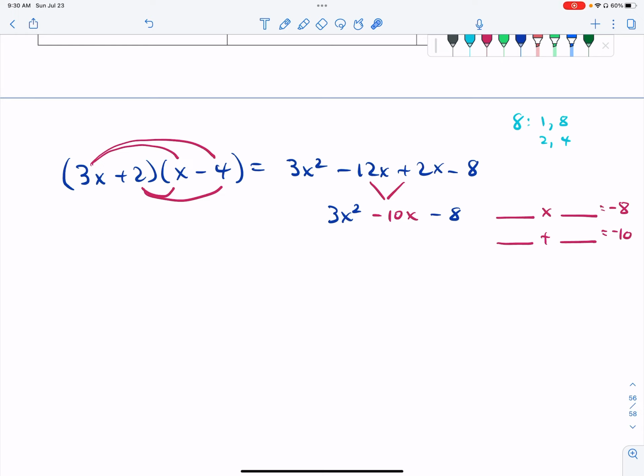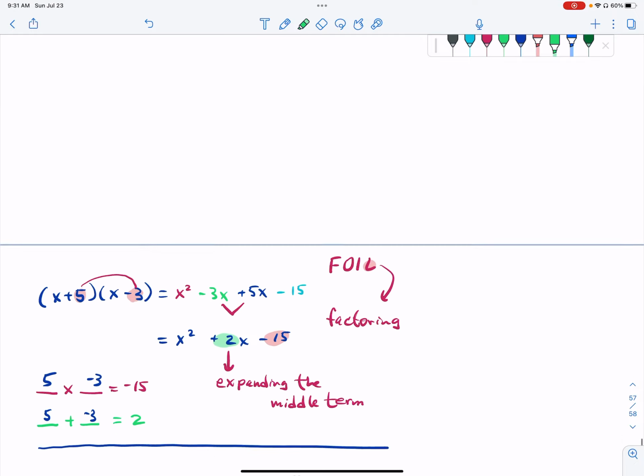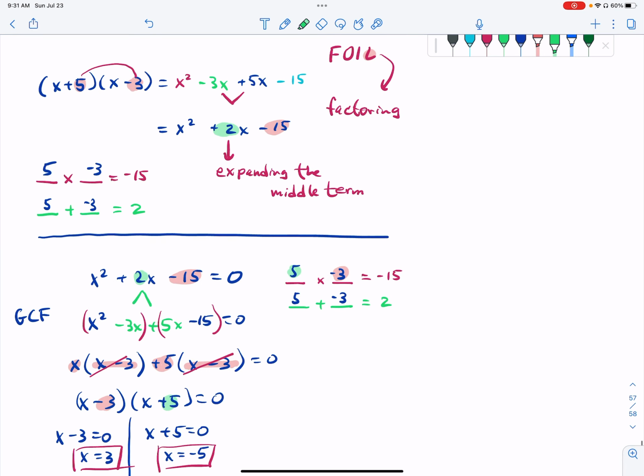What's wrong is that we're not taking something into account. And it is the fact that our two middle terms here were negative 12x and 2x, combining together to give us this negative 10x. And remember on the previous factoring, those two middle terms that added up to the 2x in this case also multiplied, the negative 3 times the 5, up to this negative 15, our constant term here.